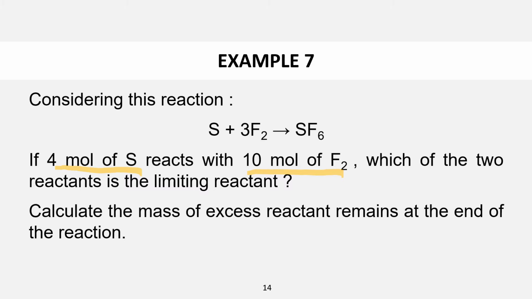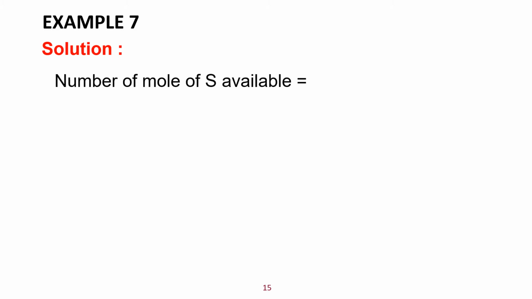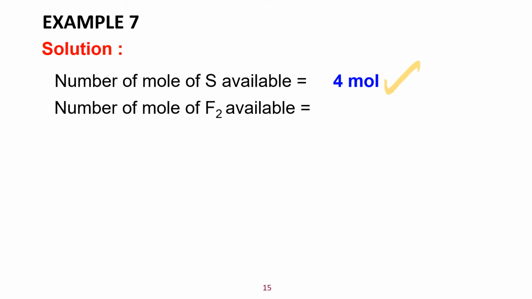First, let's find the limiting reactant. To determine the limiting reactant, first we need to determine the number of moles of the substance available. The number of moles of sulfur available equals 4 moles, while the number of moles of fluorine available equals 10 moles.